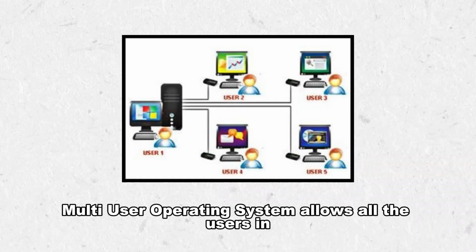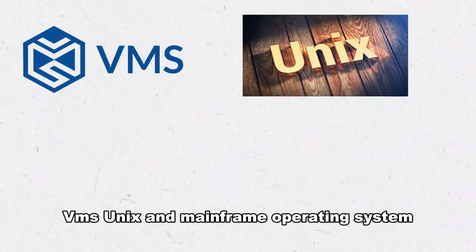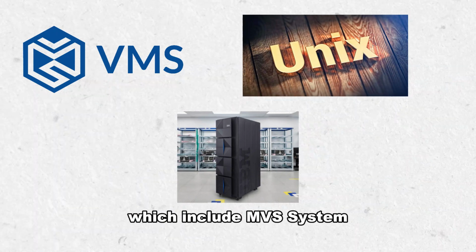Deals with input, output, and processing requests from many users. Multi-user operating system allows all the users in a network to access the same OS. Multi-user operating systems include VMS, Unix, and mainframe operating systems, which include the MVS system.